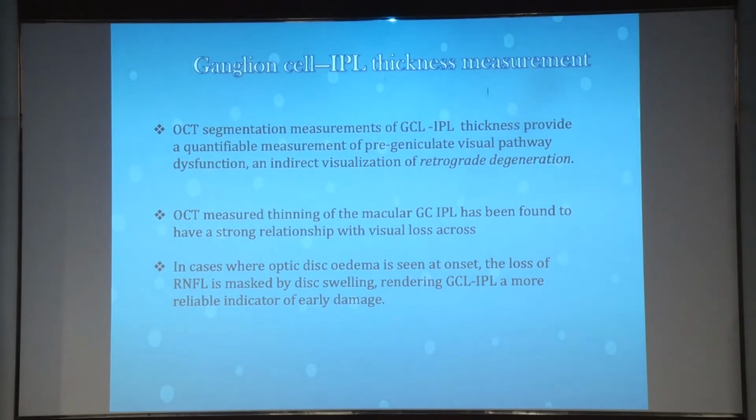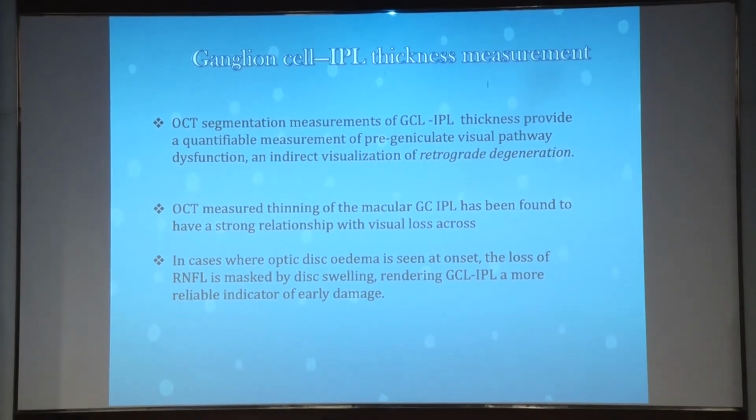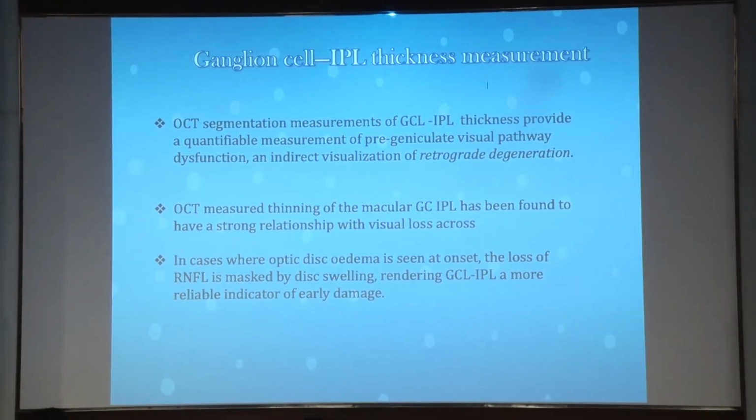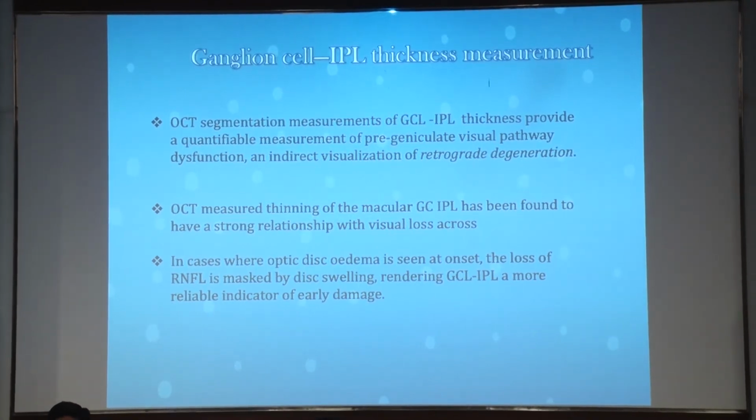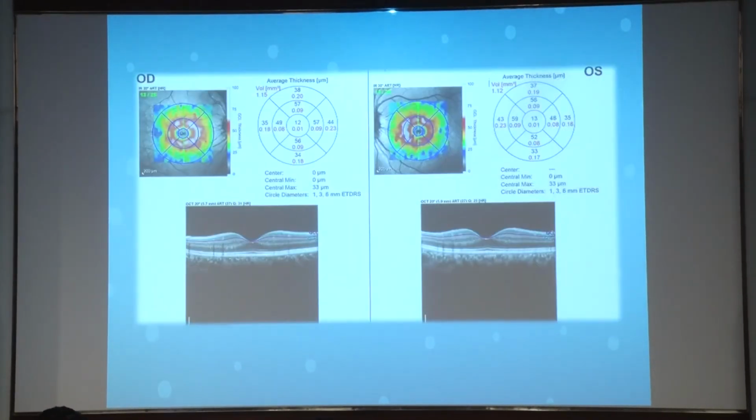The ganglion cell IPL thickness measurement is done especially in cases where RNFL edema is present, as that can mask thinning changes occurring in the RNFL. In these cases, GC IPL thickness is a more reliable indicator of early damage. This is a printout of a GC IPL thickness analysis.